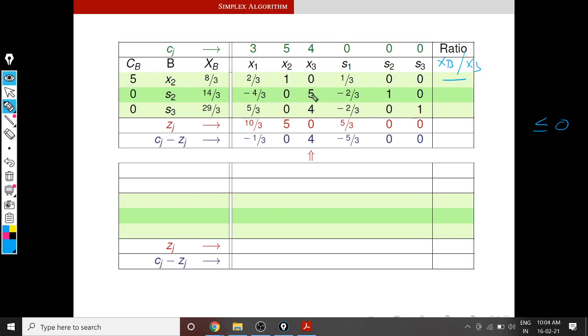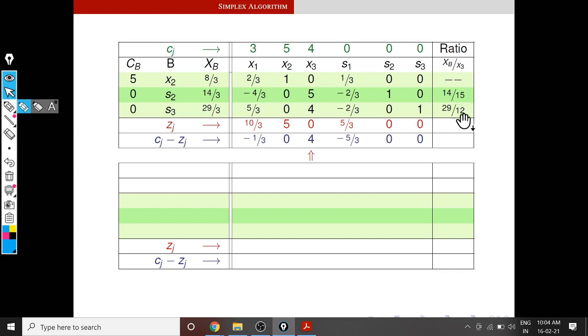But we have 2 positive entries there. If all the entries are less than or equal to 0, then unbounded solution. Okay, so what are the ratios? 14/3 by 5 and 29/3 by 4. Okay, so they are the ratios: 14/15 and 29/12. Please check whether these are correct.